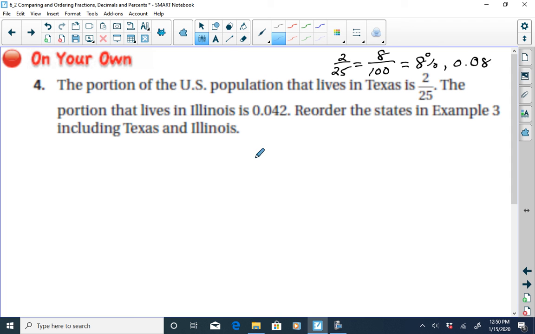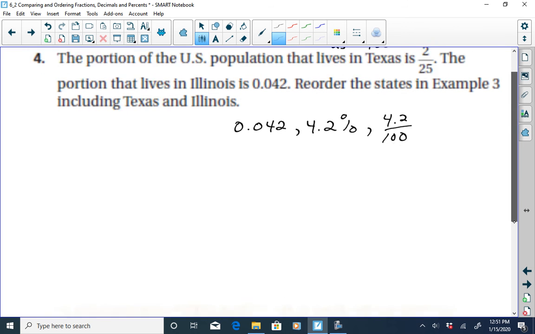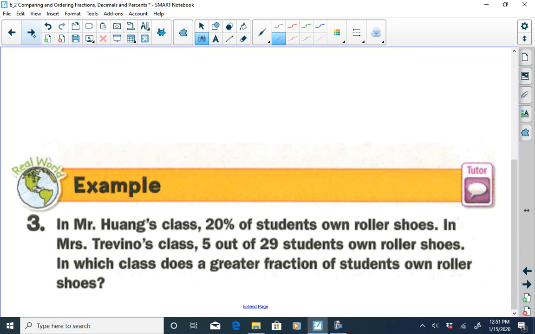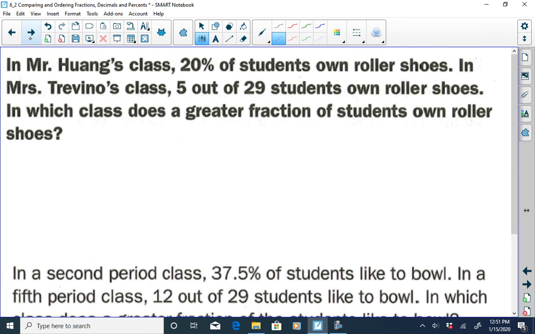We know Illinois, written as a decimal, is 0.042. As a percent, that's 4.2%. And as a fraction, that's going to be 4.2 over 100. All right? Let's continue. We're going to go to the next page because that problem's there as well.